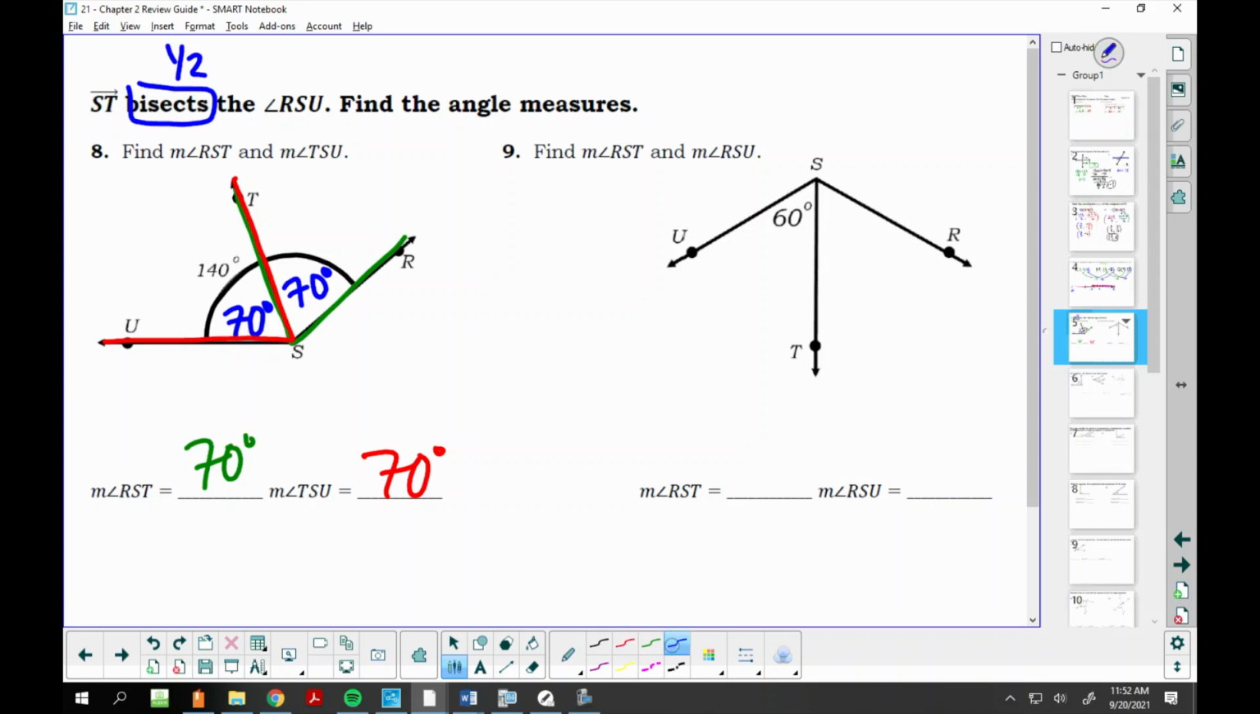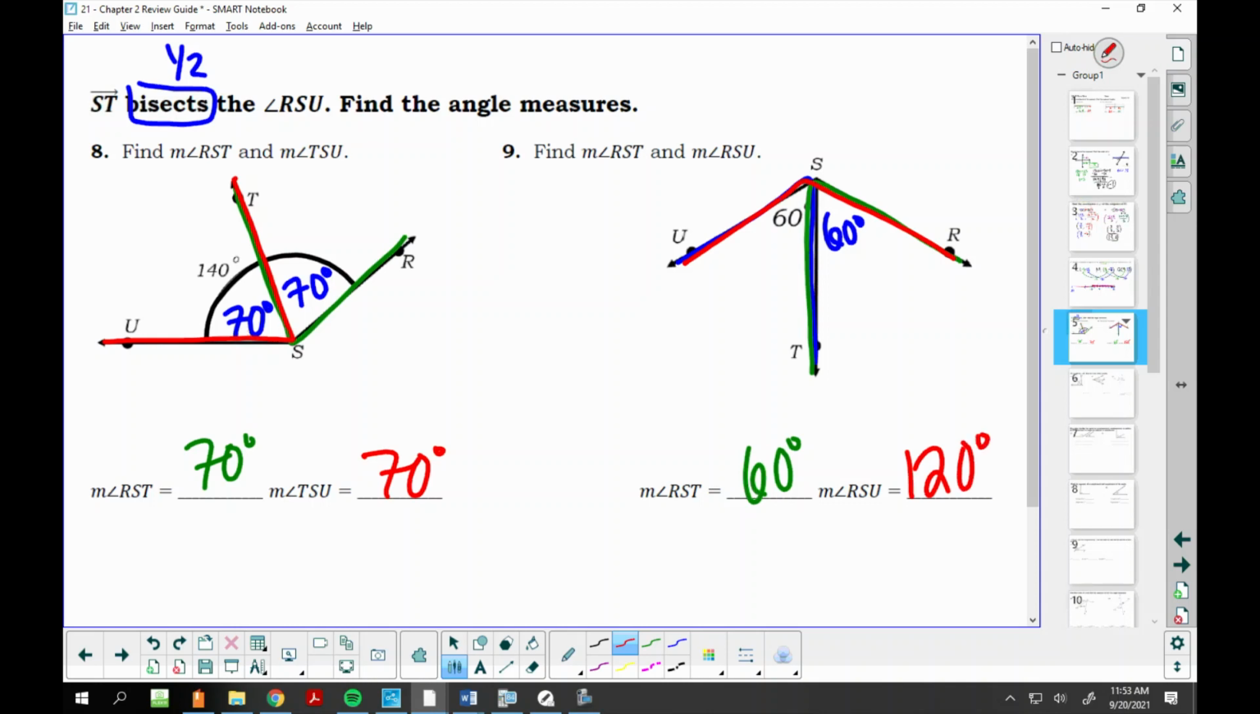Again, here, this half is 60, so how big is the other half? 60, yeah. So they're asking for the measure of angle RST, which is 60 degrees. Then they want the measure of angle RSU. So 60 plus 60 means the whole angle is 120 degrees.